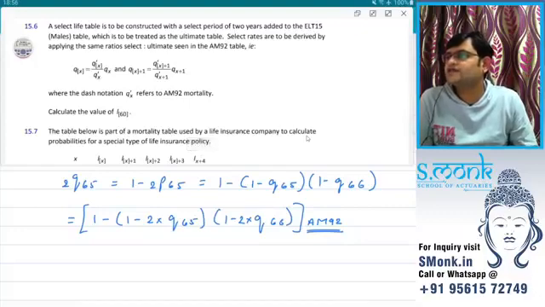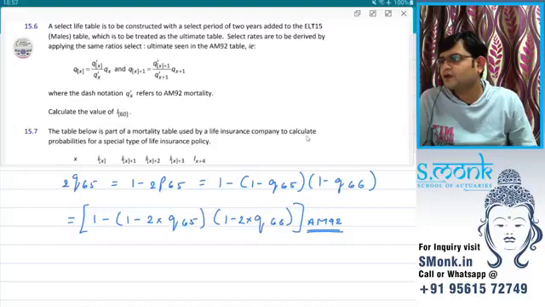A select life table is to be constructed with a select period of 2 years added to the ELT15 male table, which is to be treated as the ultimate table. Select rates are to be derived by applying the same ratios select to ultimate seen in the AM92 table, that is this. So they have given us everything. We want to make a select table for ELT15.